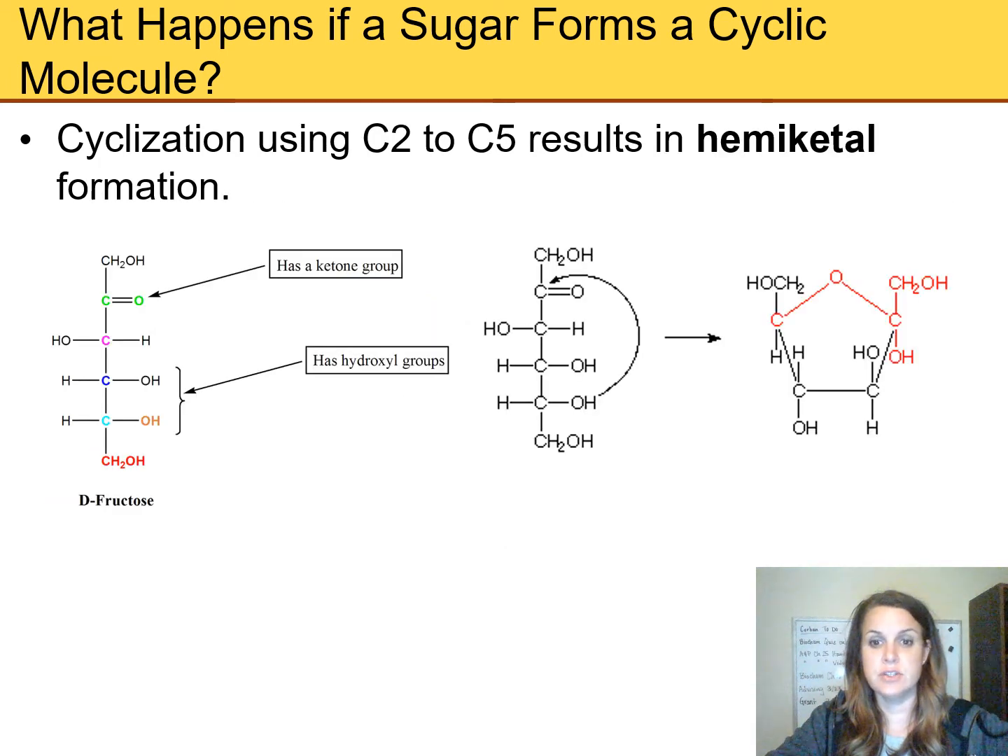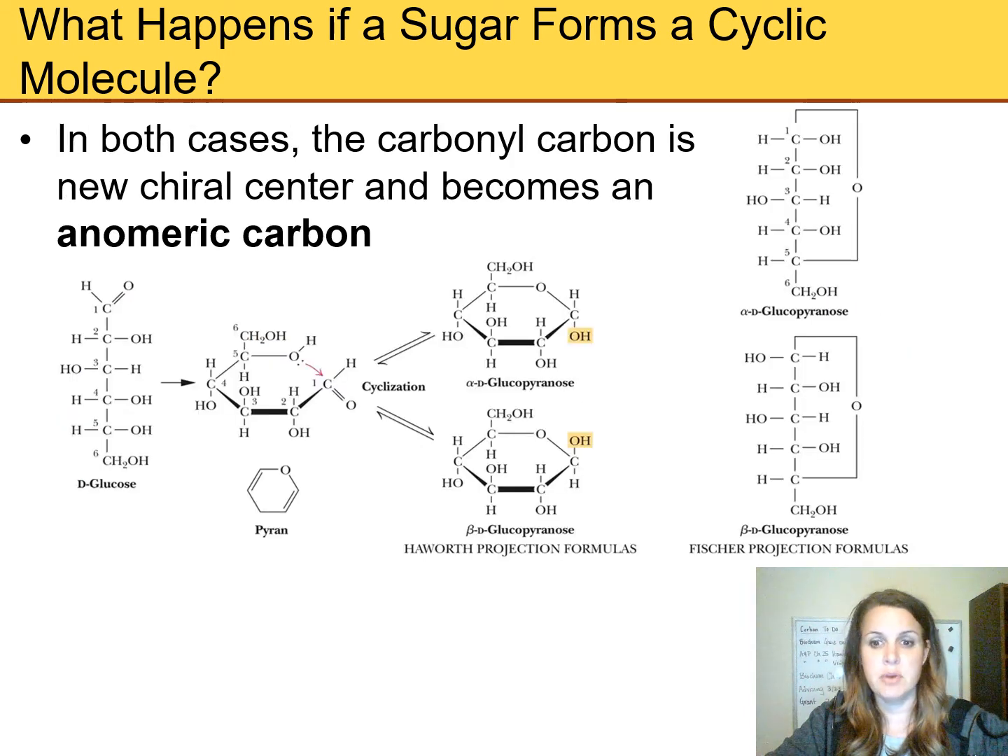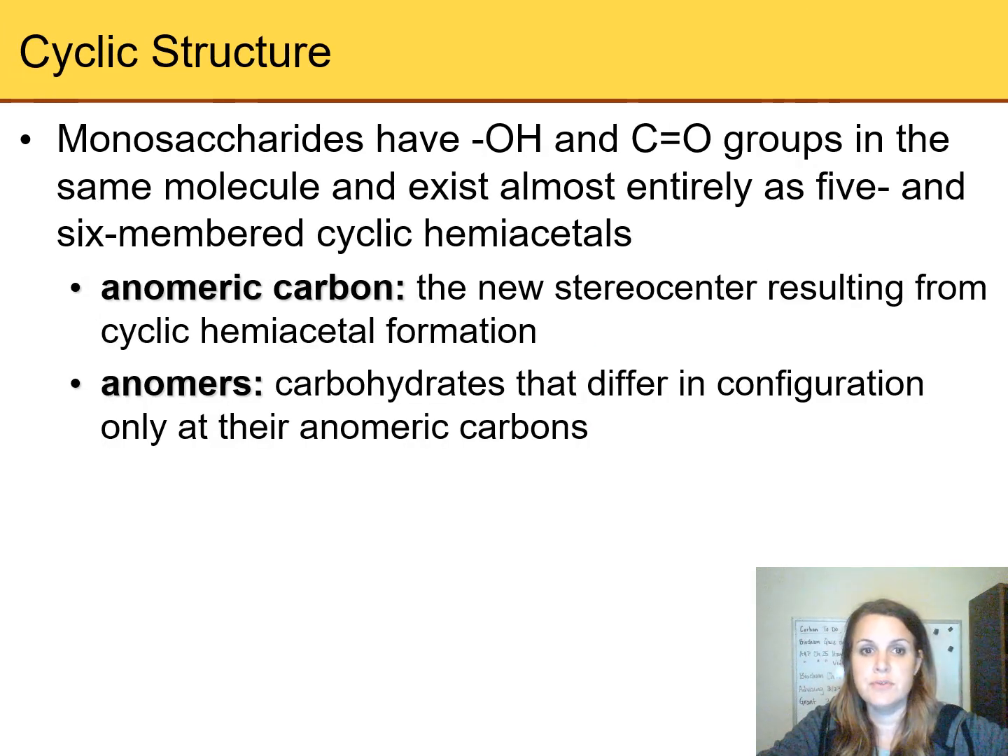Cyclization using the C2 and the C5 here can result in a hemiketal formation. And in both cases, because of that cyclization, the carbonyl carbon is now a new chiral center, and we call this the anomeric carbon. What you find is that monosaccharides that have the alcohol and the aldehyde groups in the same molecule typically exist as 5 or 6 membered cyclic hemiacetals.